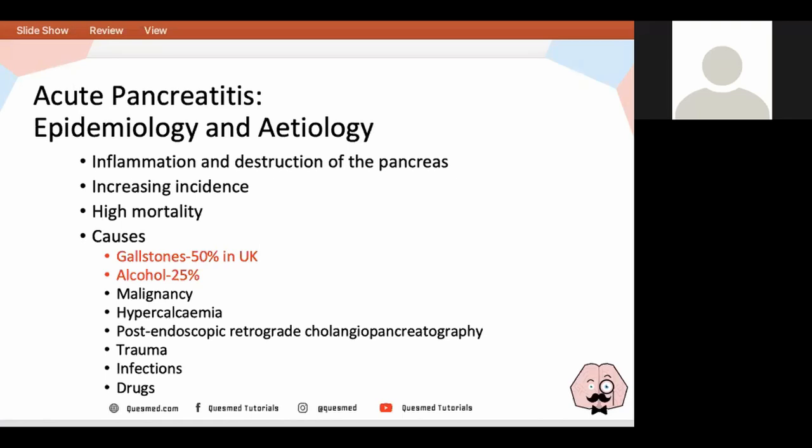The most common cause of acute pancreatitis in the UK is gallstones, and the most common cause worldwide is alcohol excess. It is, however, important to remember other causes of pancreatitis, which would include various malignancies, hypercalcemia, ERCP, trauma, or infections such as mumps and EBV, other autoimmune conditions, and certain drugs. So, for example, the most commonly encountered drugs would include furosemide and thiazide diuretics. And again, these are medicines that are associated with an increased incidence of acute pancreatitis.